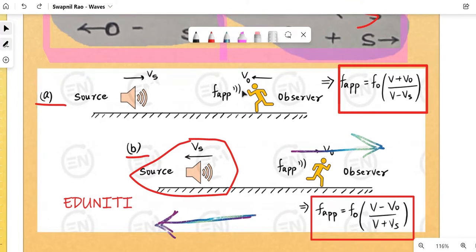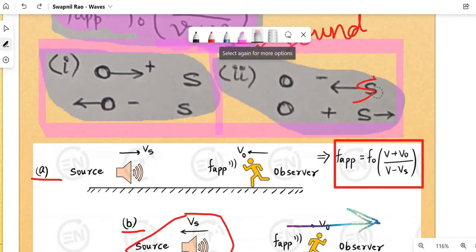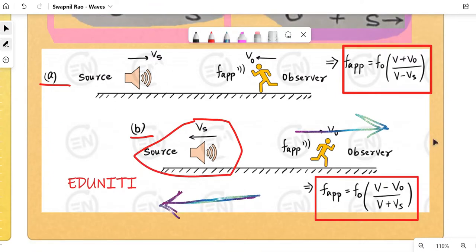Now let's see what's happening for Vs. What is the sound doing? The sound is moving away from the observer. So when sound is moving away from the observer, let's see what happens to the sign convention. When sound is moving away from the observer, the sign is positive. So that means the sign over here is positive.